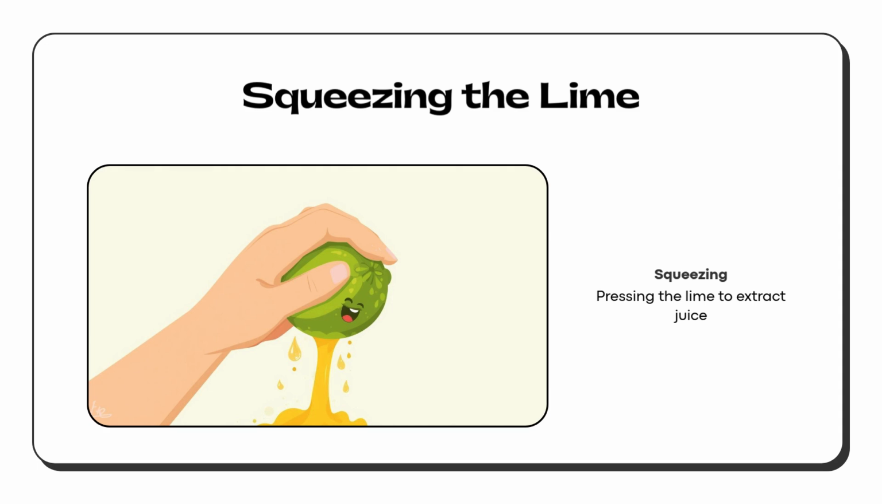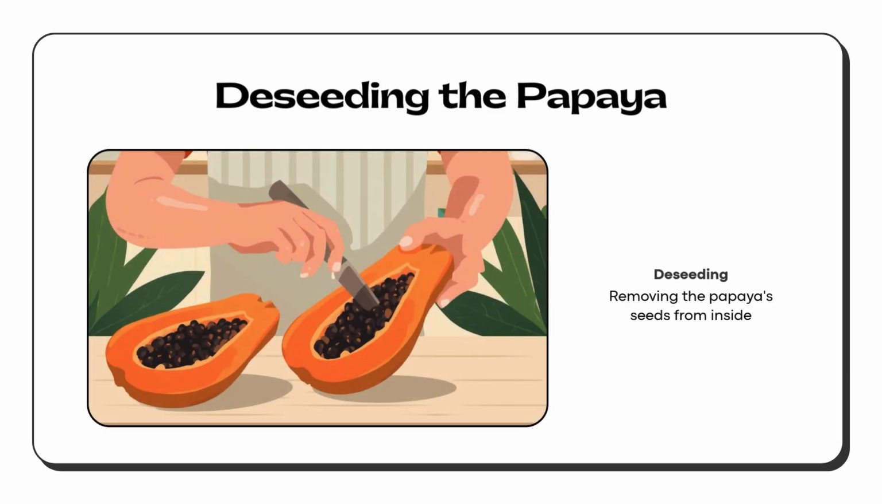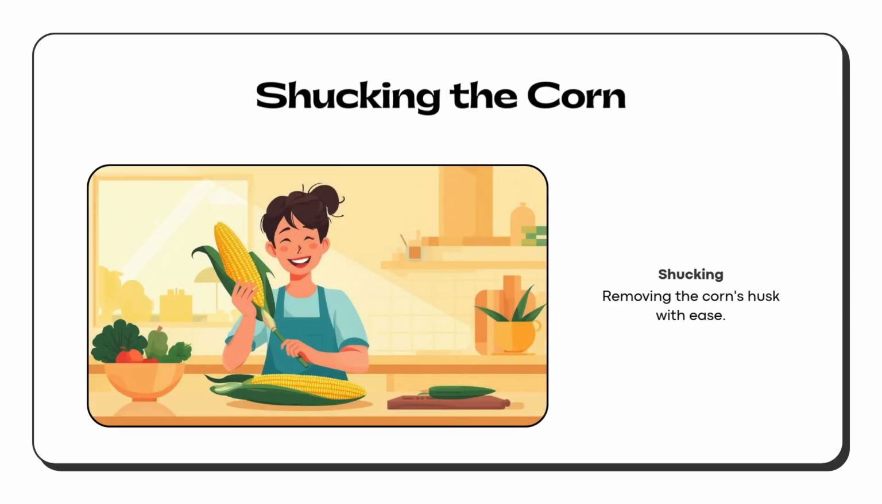This action is called squeezing the lime. Squeezing means pressing the lime to extract the juice. This action is called de-seeding the papaya. De-seeding means removing the seeds from inside the papaya. This action is called shucking the corn. Shucking means removing the corn husk easily.